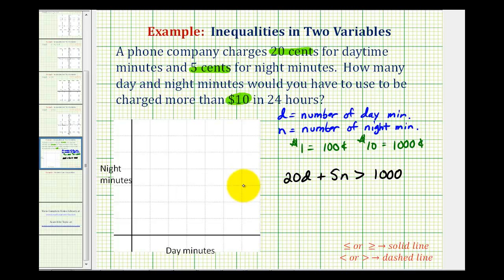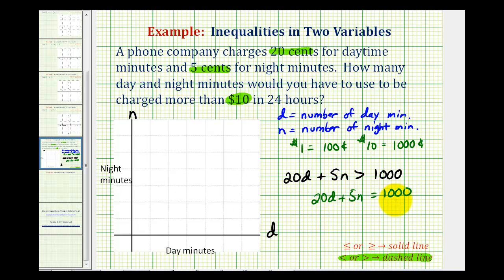So we'll let the horizontal axis equal the D-axis, which represents the number of day minutes, and we'll let the vertical axis be the N-axis, which represents the number of night minutes. So we need to graph this inequality. The first step is to graph the borderline. So we'll go ahead and graph the line 20D plus 5N equals 1,000. And because the original inequality is greater than, the line will not be part of the solution, and to show this, we'll make a dashed line.